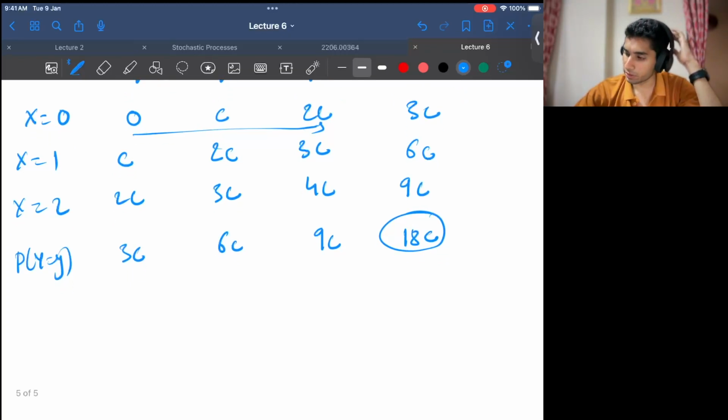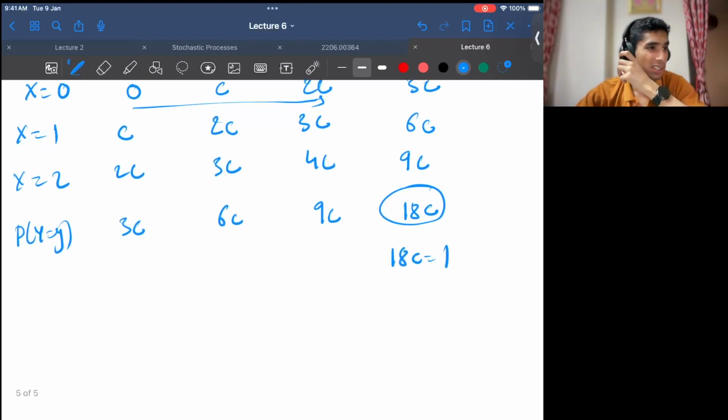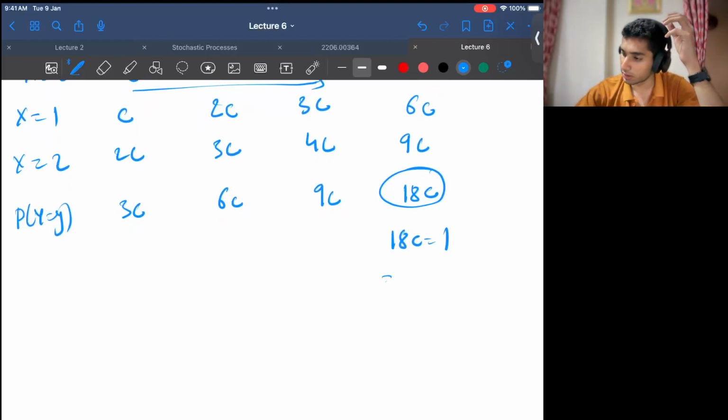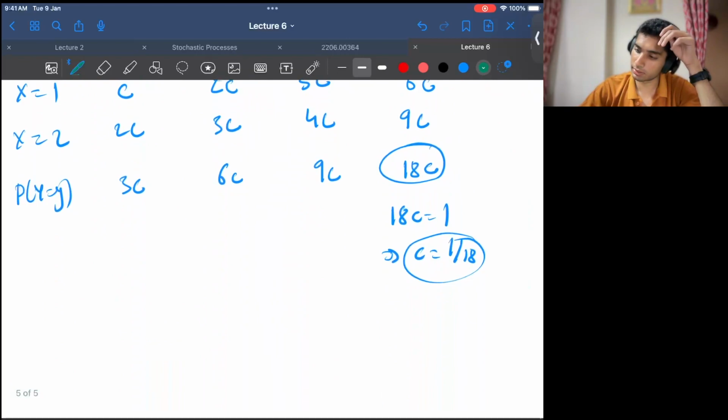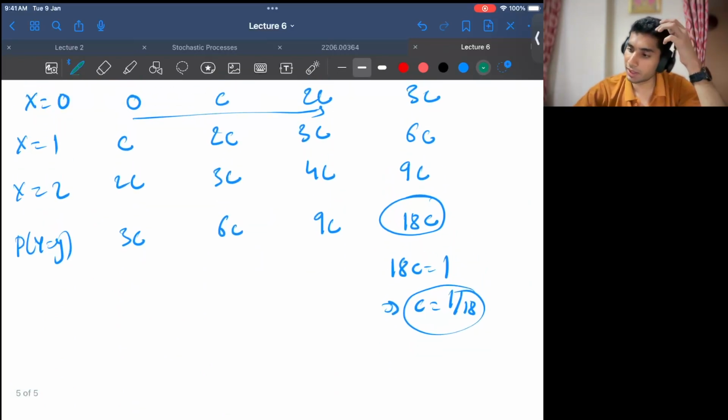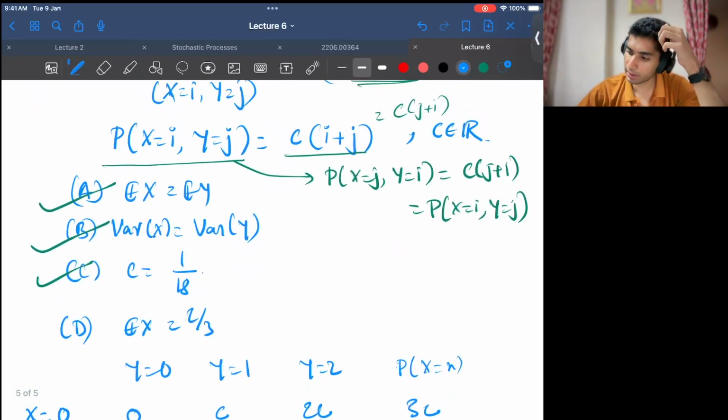We know that 18c has to be equal to 1 because it's the probability of all the events, the probability of omega, so to say. This implies c equal to 1 by 18. So this option, c is equal to 1 by 18, is also correct. That's all. Now the last question was, what is the expected value of x?